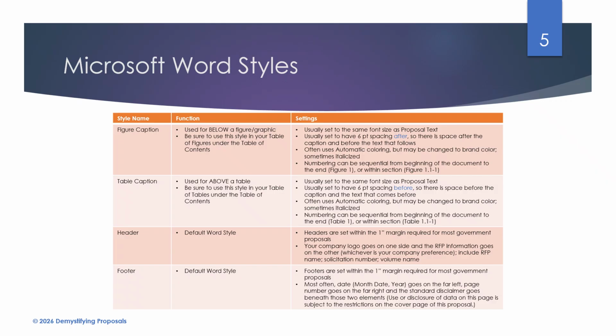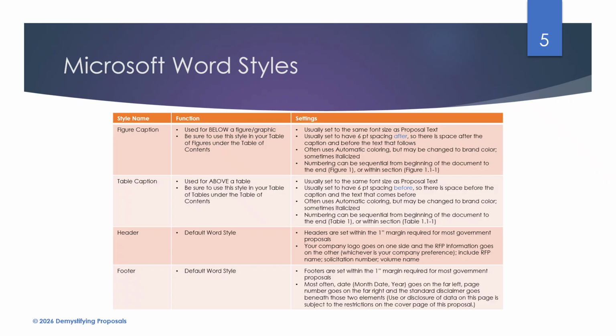So if you do table 1, table 2, table 3 throughout the whole proposal, that's fine. You can do that. Or you can number them within section, table 1-1. Whichever you do for figures, do for tables. Whichever you do for tables, do for figures. Be consistent. It looks more professional that way.